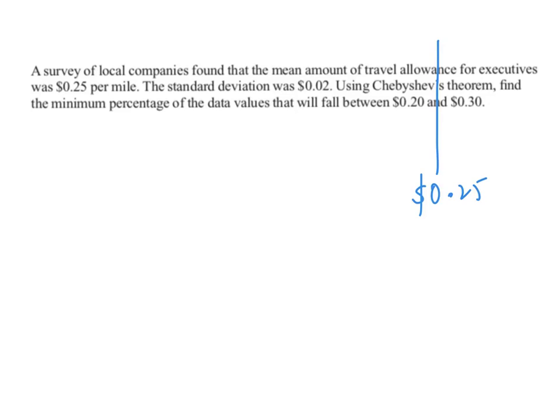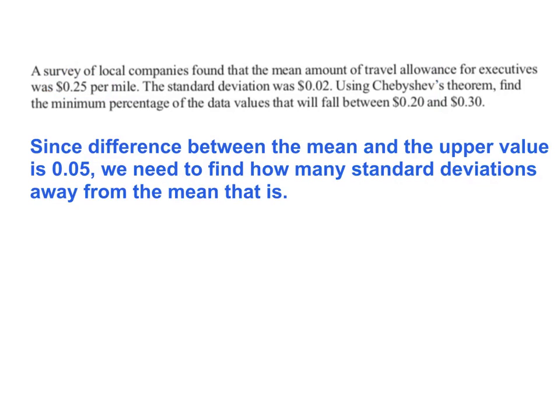Can you have half of a deviation? Yes. They tell us the mean is 25 cents, and they give us the range from 20 to 30. So you can go either direction. I can take the upper value minus the mean, or I can take the mean minus the lower value. I chose to take the upper value and the mean. So here's what all that means.